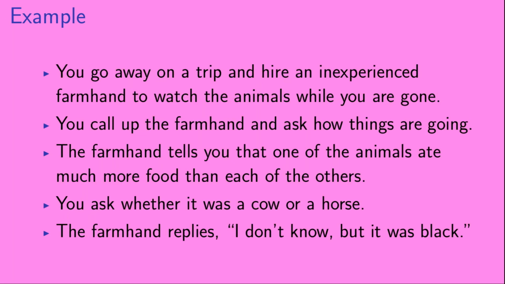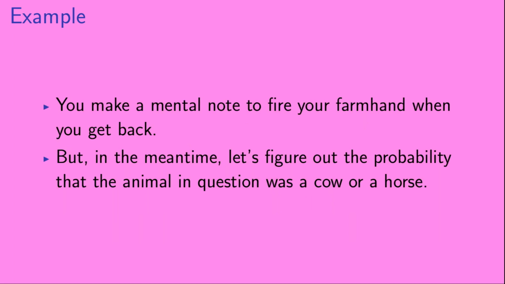Now, you go away on a trip and hire an inexperienced farmhand to watch the animals while you are gone. You call up the farmhand and ask how things are going. The farmhand tells you that one of the animals ate much more food than each of the others. You ask whether it was a cow or a horse, and the farmhand replies, "I don't know, but it was black." So you make a mental note to fire your farmhand when you get back. But in the meantime, let's figure out the probability that the animal in question was a cow or a horse.